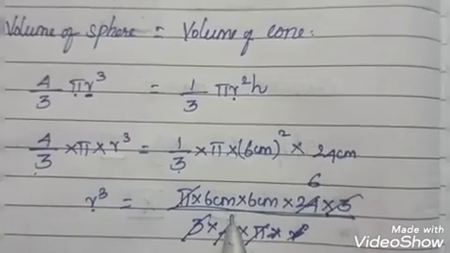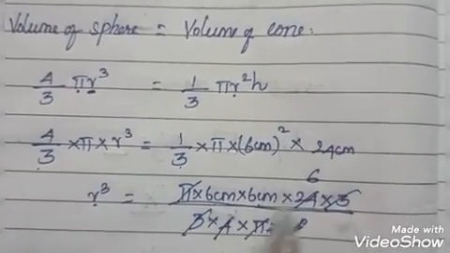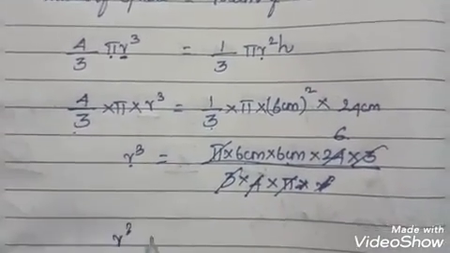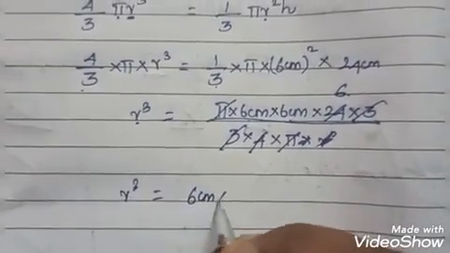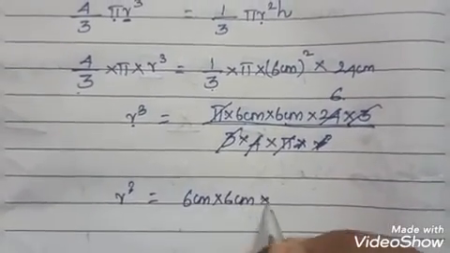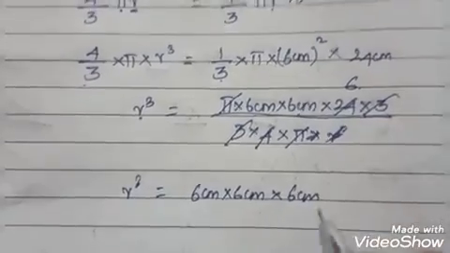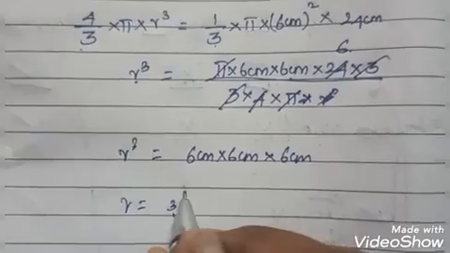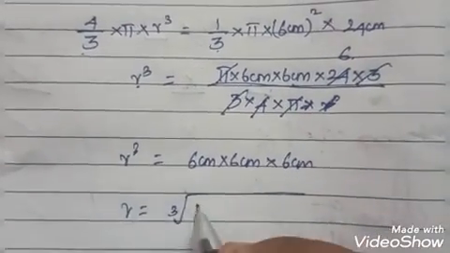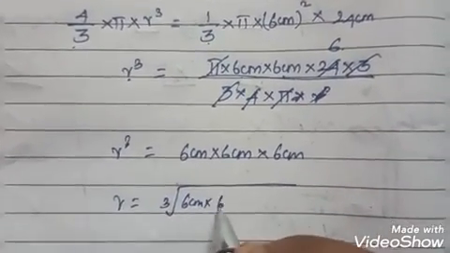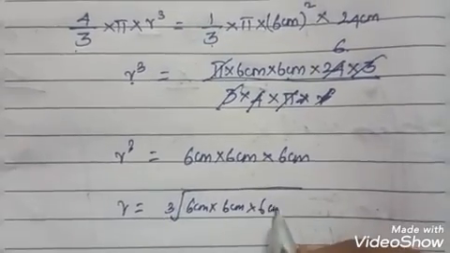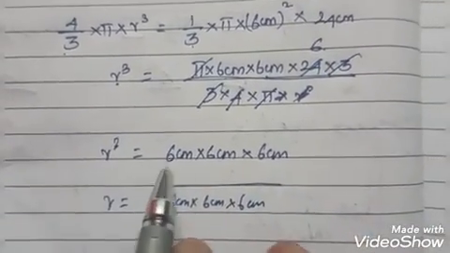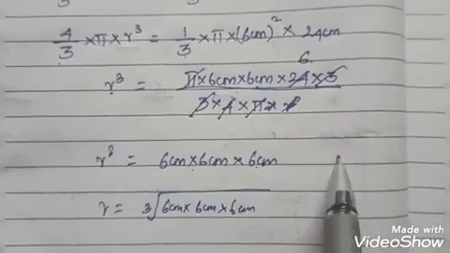Okay. So now what is the different value? 1, 2, 3. So r cube is equal to 6 centimeter into 6 centimeter into 6 centimeter. You no need to multiply, so you can take r equal to the cube root of 6 centimeter into 6 centimeter into 6 centimeter. It is a very easy format. If you multiply 6 into 6 into 6, you get 216.